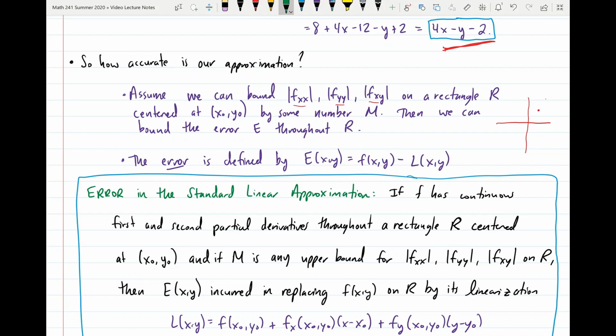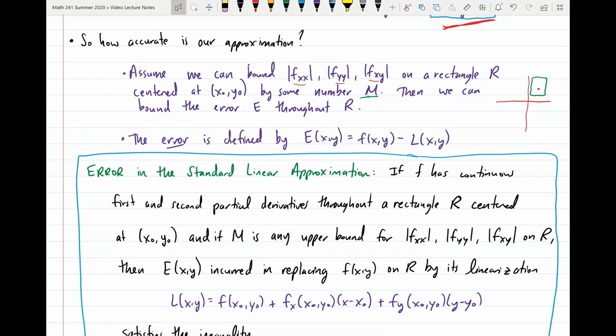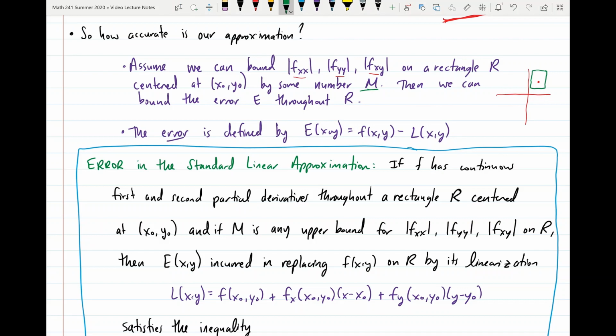And there's some rectangular region centered at the point (x0, y0), such that the absolute value of all of the second order partial derivatives will be less than some integer M. So all of the second order partial derivatives are bounded by M. If this is the case, then we can actually bound the error of our approximation throughout this region R. I'll label that rectangle R there.